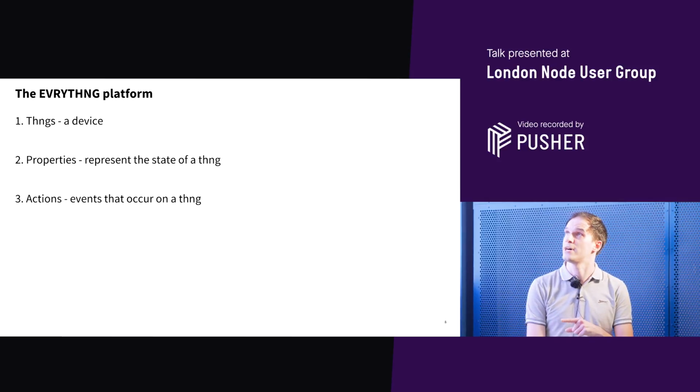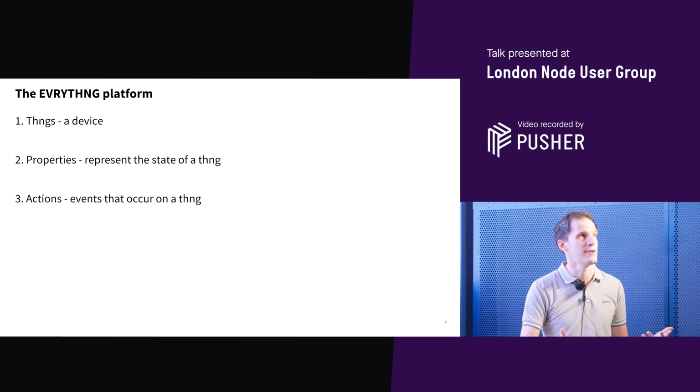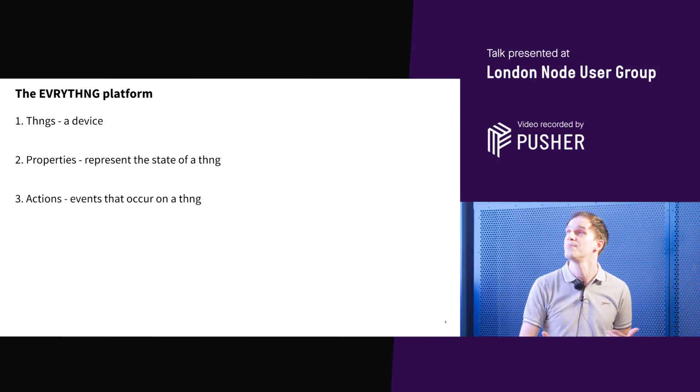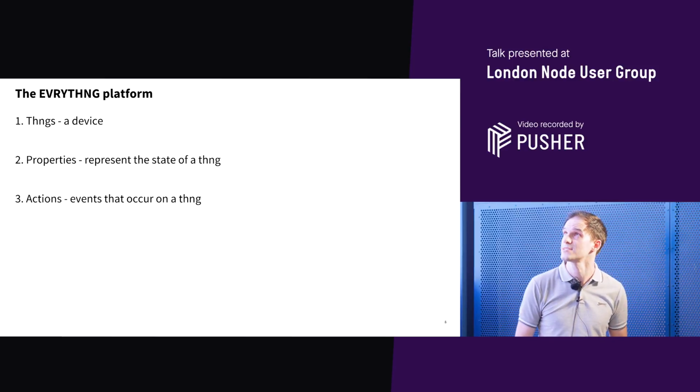Just very quickly before I talk about these integrations, it's probably easier just to understand the EVRYTHNG data model. You can create various entities in the EVRYTHNG platform. The main ones are things. This can be a device like a Nest device or a Honeywell device. Properties represent the state of this device. And then actions, which are events that occur on the device.